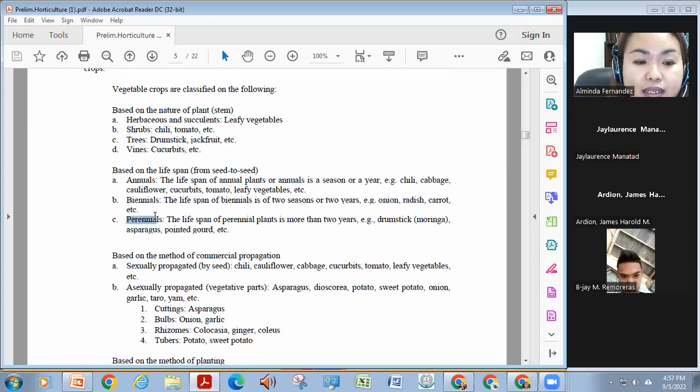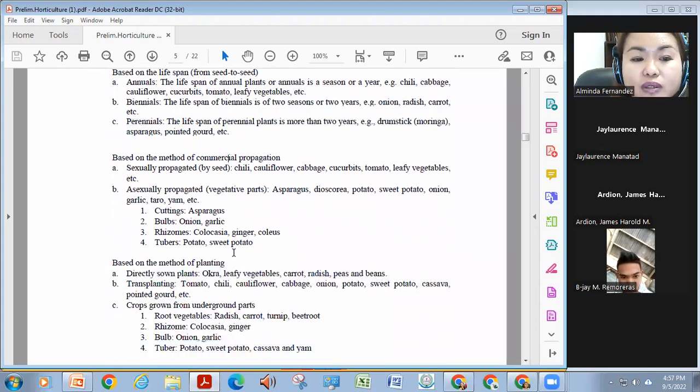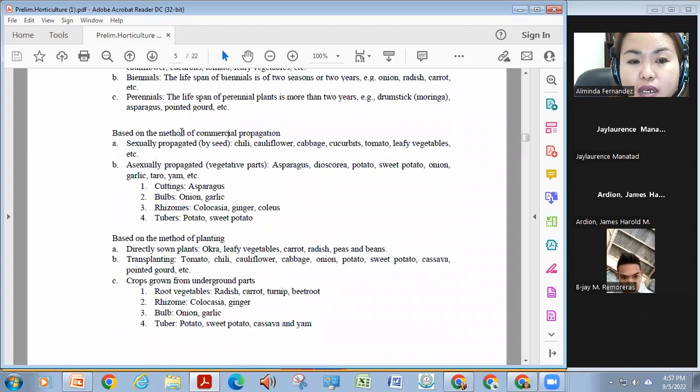No? And perennials if more than 2 years, no? Like the mga vegetable trees, asparagus, gourd, and so on. And we can also classify vegetables based on the method of propagation, whether sexually or asexually propagated sila. Pag sexually, meaning galing silang seed, no? And most vegetables like chili, cauliflower, and so on.